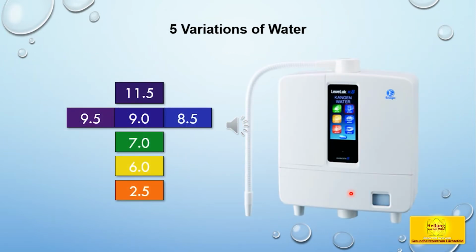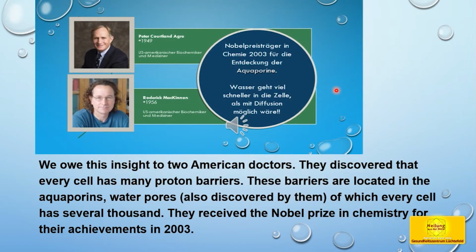5 variations of water. We owe this insight to 2 American doctors. They discovered that every cell has many proton barriers. These barriers are located in the aquaporins, water pores, also discovered by them, of which every cell has several thousand. They received the Nobel Prize in Chemistry for their achievements in 2003.